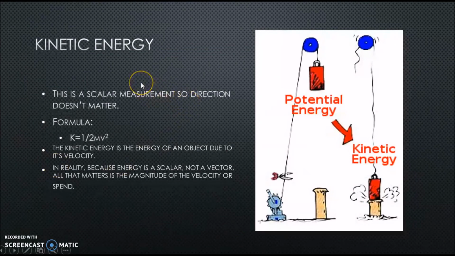So now focusing on kinetic energy. Remember again that the kinetic energy is a scalar measurement, so direction does not matter. So you do not have to put a direction when answering questions asking for kinetic energy. The formula of kinetic energy is, you can see it right here. Kinetic energy equals 1/2 times mass times velocity squared. So the kinetic energy is the energy of the object due to its velocity. In reality, because energy is scalar, not a vector, all that matters is the magnitude of the velocity, or the speed.